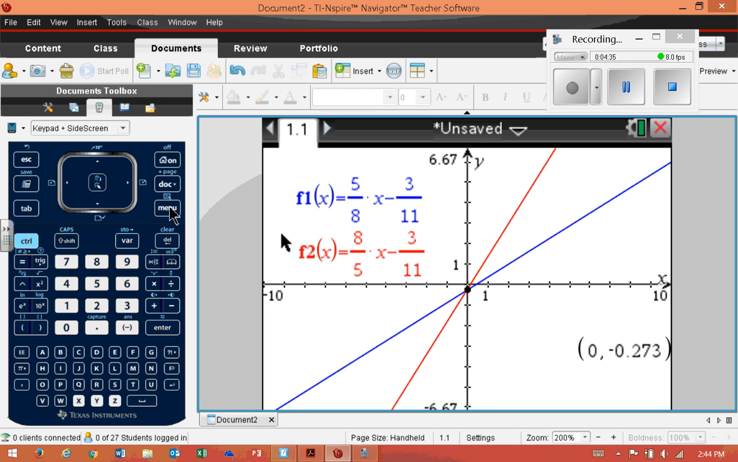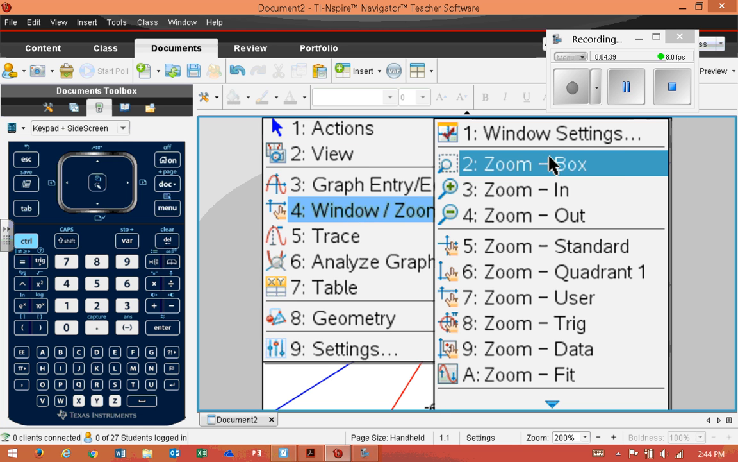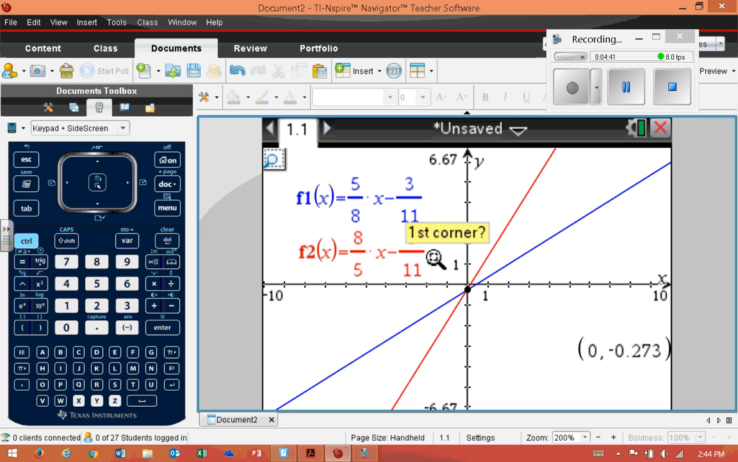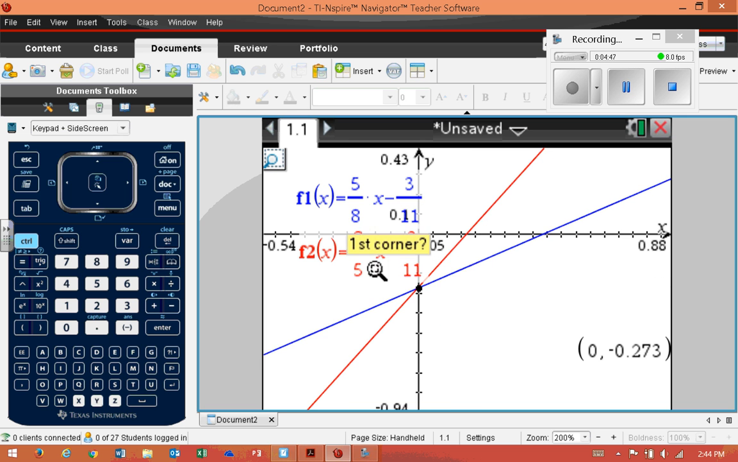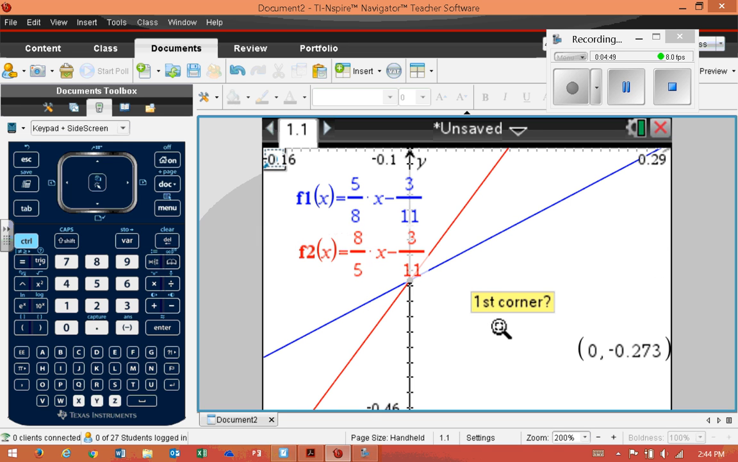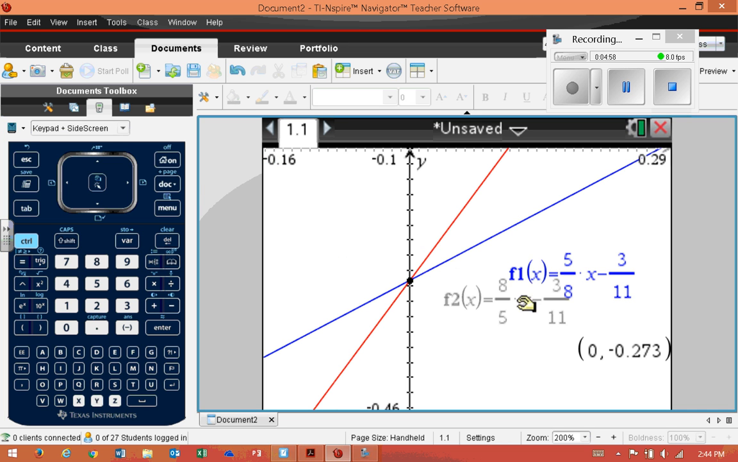Matter of fact, if I zoom in, let's do a zoom box, and we'll make it even more obvious that they have the same y-intercept. As you can see, as I zoom in closer and closer, they actually cross at the same spot, just in case you couldn't tell from the graph or from the equation. Either way, you see that's the case. They have the same y-intercept. Okay, I really belabored that point, didn't I?